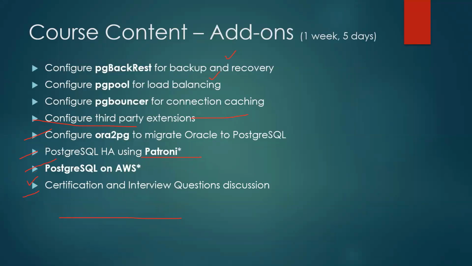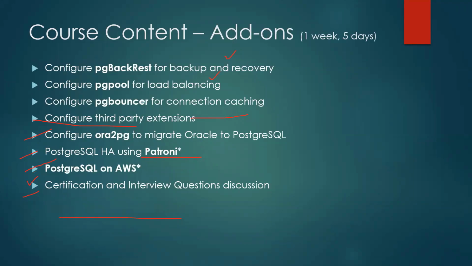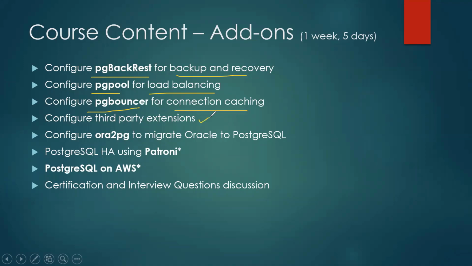Next, the add-ons. We'll spend 1 week on add-ons. That means 5 weeks on on-premise database administration, and 1 week on your add-ons. In the add-ons, we'll discuss how to configure PG backrest for backup and recovery, PG pool for load balancing, PG bouncer for connection caching, and we'll discuss third-party extensions.